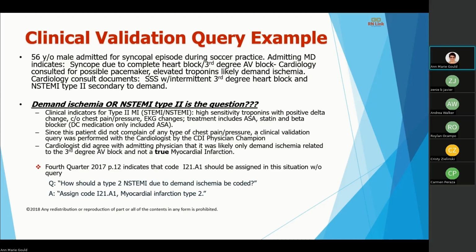And then Fourth Quarter 2017, page 12 indicates that code I21.A1 should be assigned in this situation without a query. So they said that we're going to code type 2 MI if a query wasn't sent. So that's why you always want to clarify, is it a true myocardial infarction, or is it just demand ischemia and/or myocardial injury?